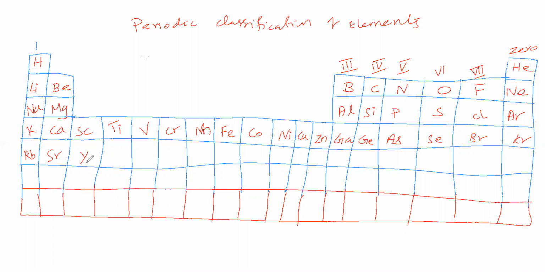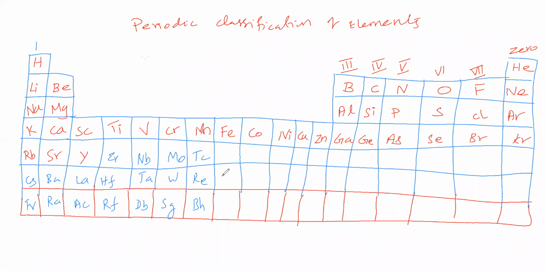In this group, what elements are there? Lithium, sodium, potassium, rubidium, cesium, francium. In this group, beryllium, magnesium, calcium, strontium, barium, radium. In this group, scandium, yttrium, lanthanum, actinium. In this group, titanium, zirconium, hafnium, rutherfordium. Vanadium, niobium, tantalum, dubnium. Chromium, molybdenum, tungsten, seaborgium. Manganese, technetium, rhenium, bohrium.